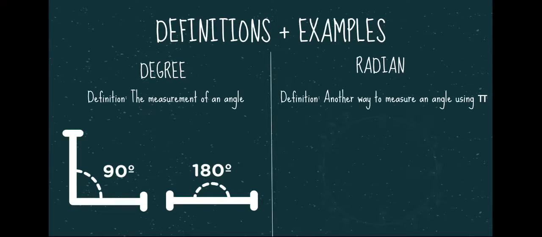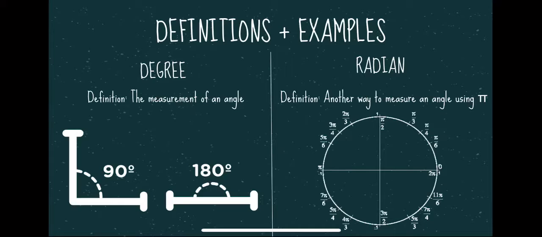When looking at the unit circle, the radians are the increments that represent the arc reflected from the degree. Some examples are pi over 6 or pi over 4.